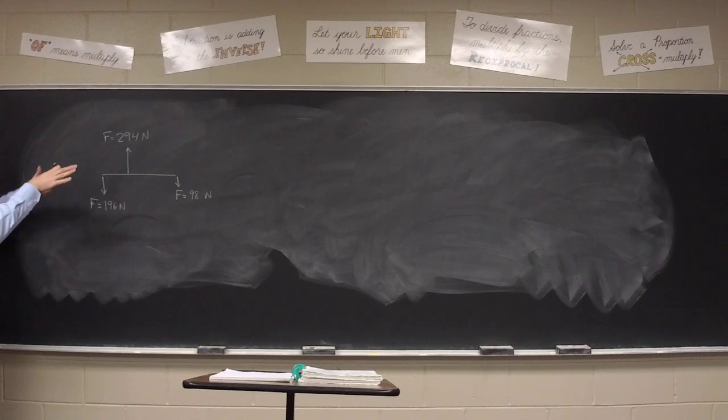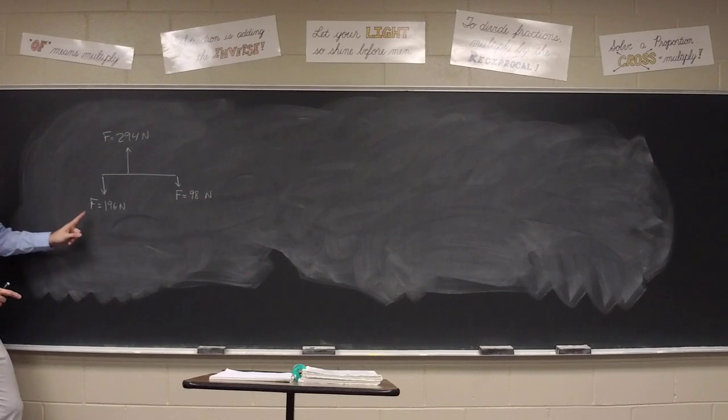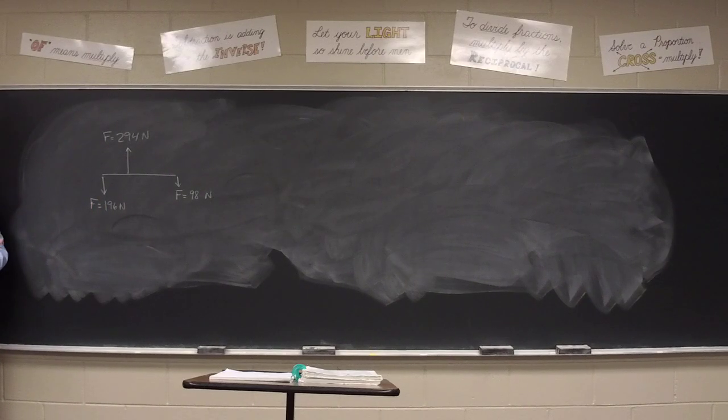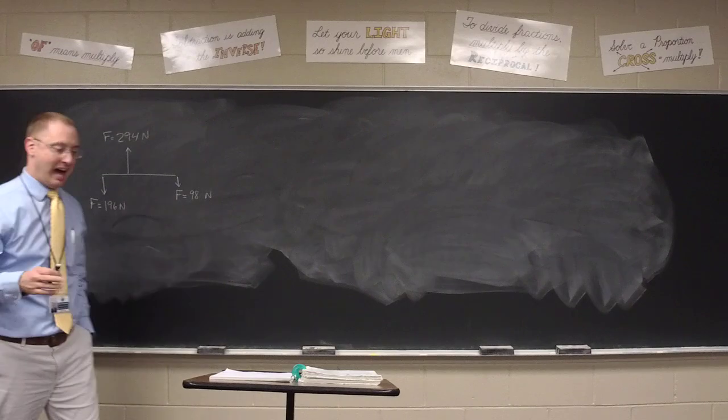Now what we've got is translational equilibrium. The sum of the forces in the y is 0. But we also need rotational equilibrium. And for that, we need to characterize all of these forces now as torques. Torque is force times radius. And so we've got to pick a point to be the pivot point. This is step number 1 after drawing the picture.